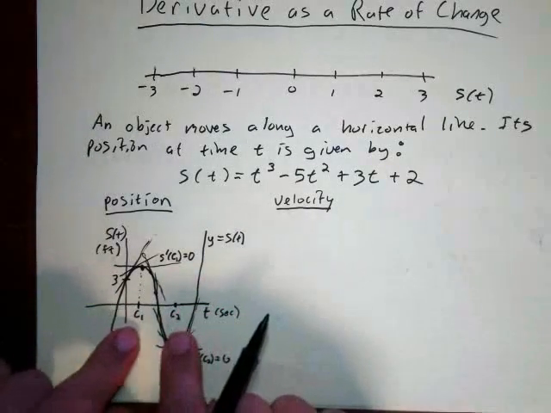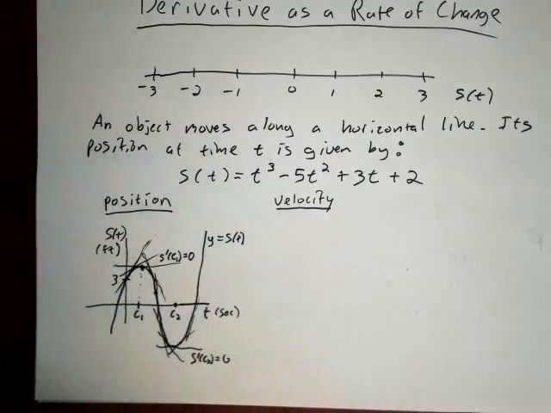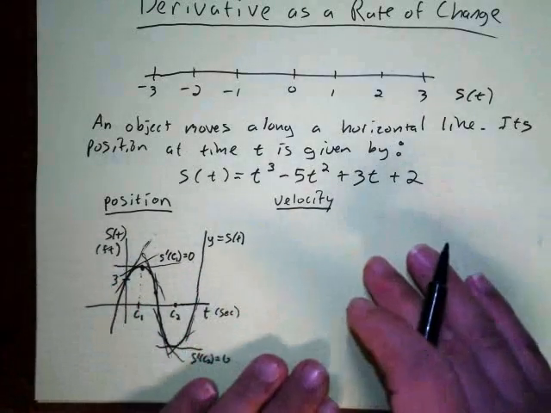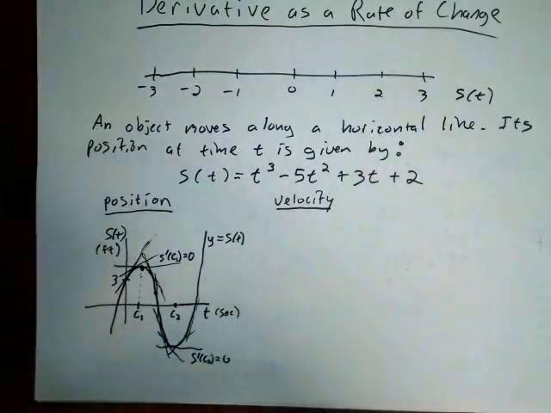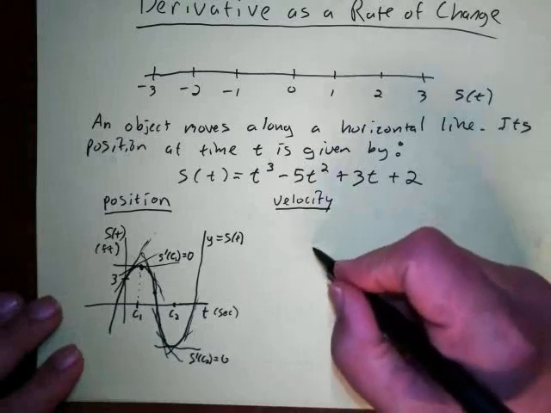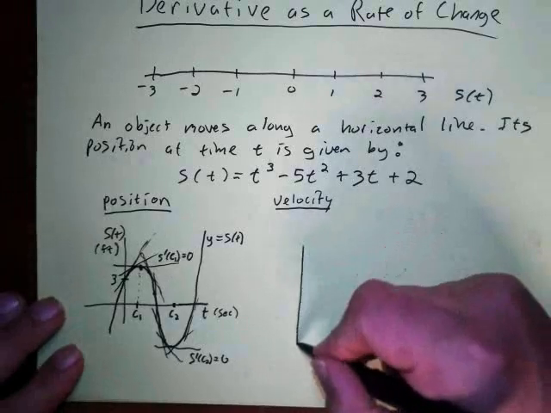And one thing we're going to be doing in the next chapter is looking for those critical points, because those are where maximum and minimum values of the function occur. And also those critical points are where the velocity is 0. So it's where the velocity graph goes through the axis. Okay, so I'm going to draw this graph here.